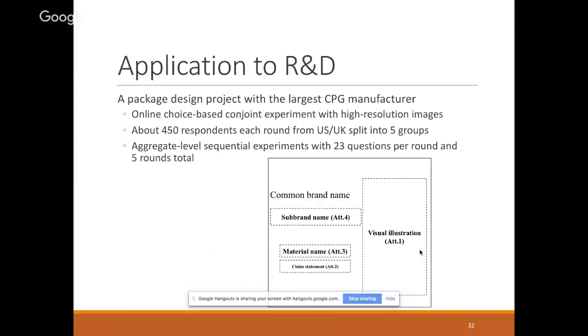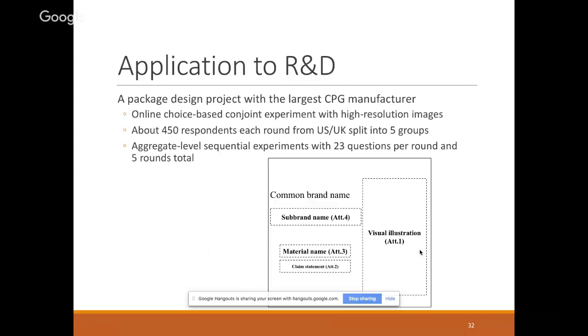After running our method on the simulated experiment, we wanted to apply the proposed method to an actual R&D project. So we worked with the largest CPG manufacturer in the United States on a package design of a CPG good. We ran an online choice-based conjoint experiment, and we showed a high-resolution picture of the package. We had about 450 respondents from the United States and United Kingdom, and we split them into 5 different groups. We ran the same aggregate-level sequential experiments, 5 rounds, with 23 questions per round.